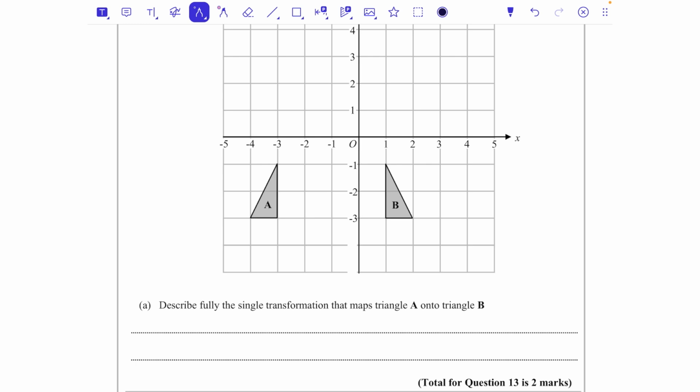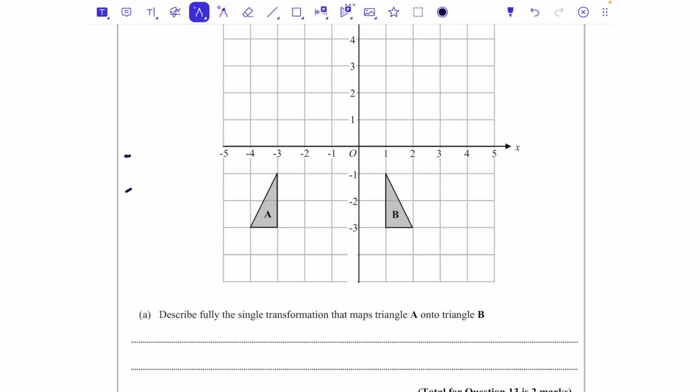So we need to say what this is. Now there are 4 transformations. We can have reflection, rotation, enlargement, or translation. Now reflection is when there is a mirror image. Rotation is when it's turned. Enlargement, it would be bigger or smaller. And translation is when it's just moved, but it's in the same orientation.